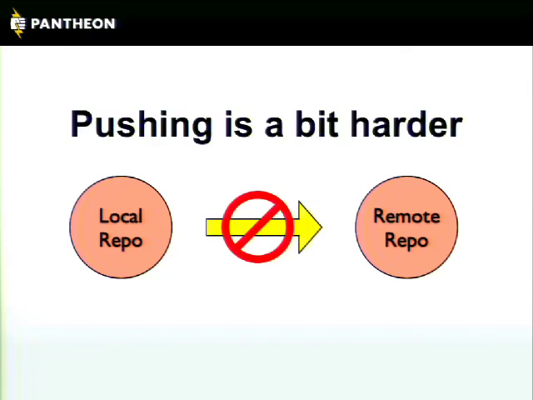If you want to have this workflow that everybody is into now for good reason, where you Git push and then you are deploying, you can't just push to the remote repo if it's a working copy, because Git will reject that. I'll show you it rejecting it in a second.